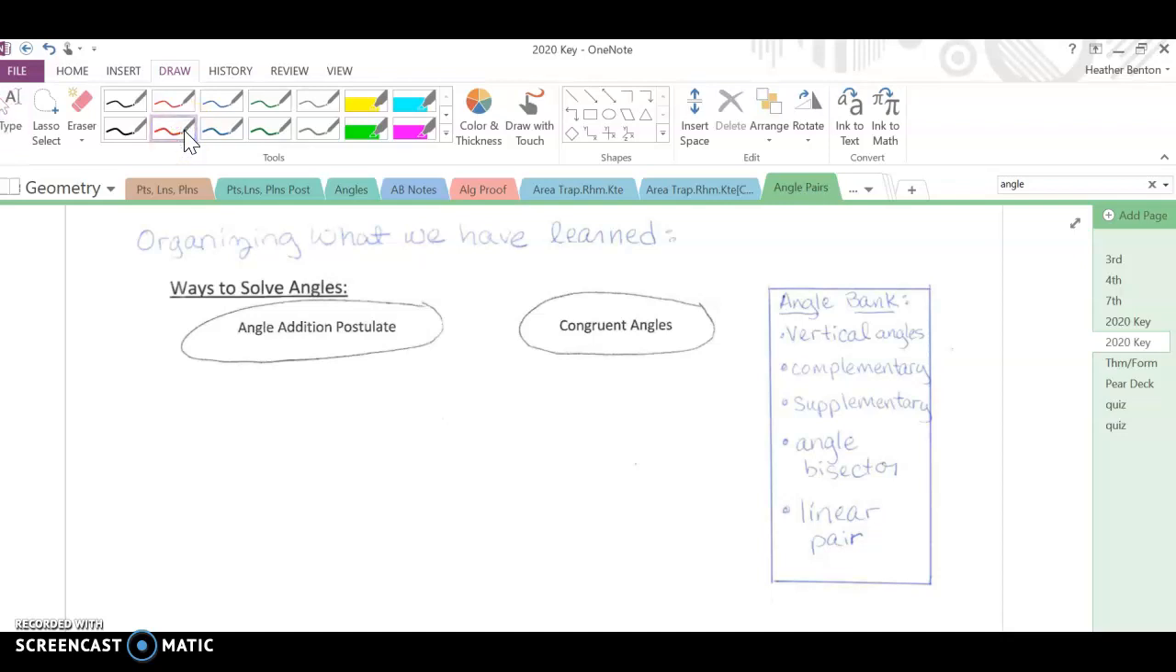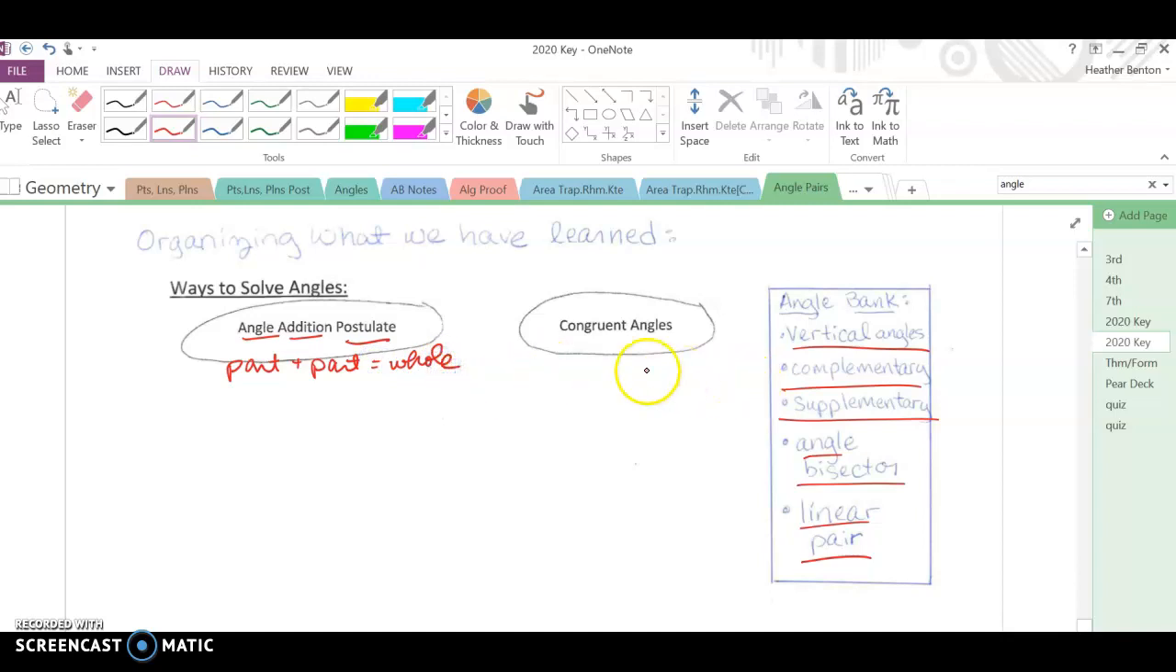So what I want you to think about here is we have a bunch of different angle pairs that we have talked about in this lesson, and I want us to organize those into basically two main categories. We have the angle addition postulate, which is anything that's going to be parts adding to a whole. And then the other main category is things that are the same size, same shape. They're congruent. And so I want us to take these concepts for a minute and think about them.